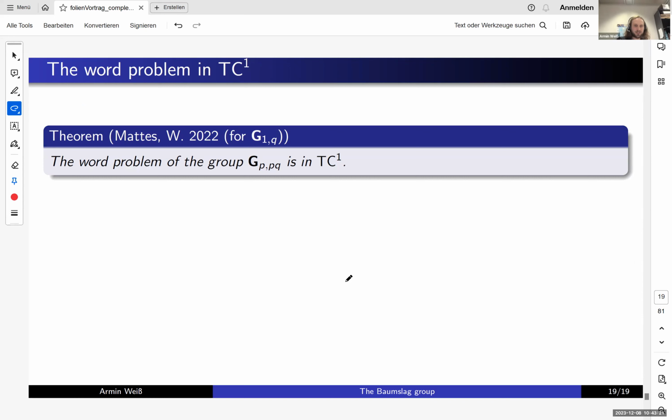So the general case PQ is still a bit work in progress, but it's almost there.